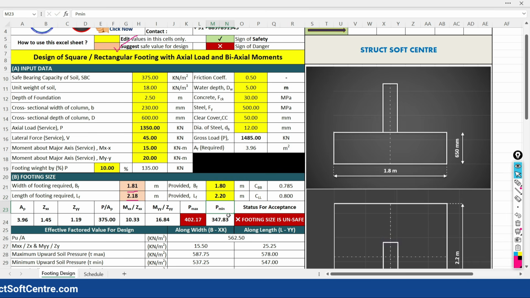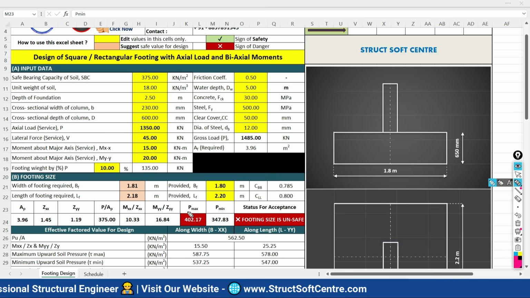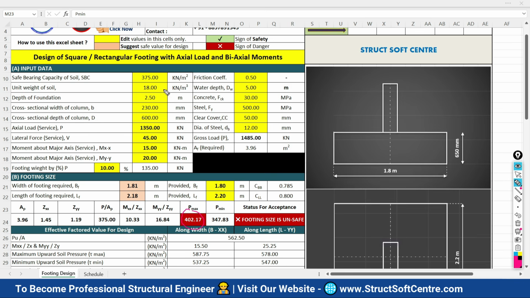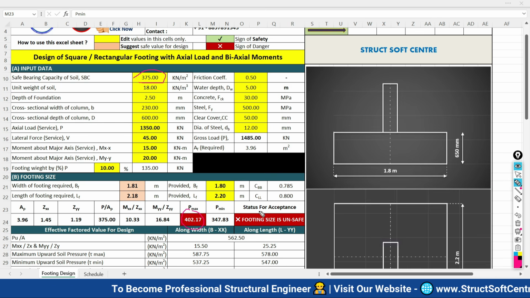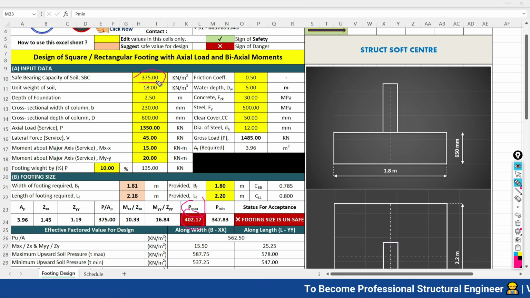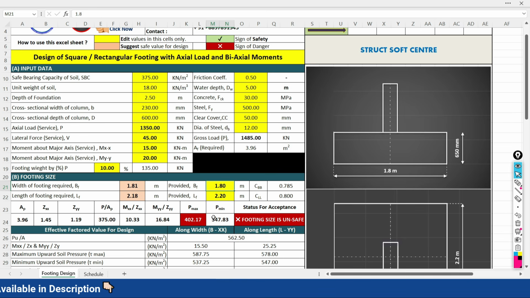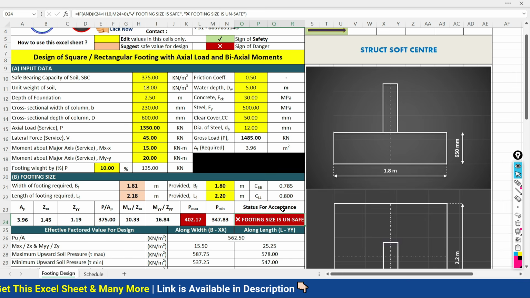2.2. So what is happening? It is intimating that your size is inaccurate, which is not safe, because the maximum pressure is exceeding the limit of the SBC of the soil. Actually the case is this: the maximum pressure should not be more than the SBC of the soil, and your minimum pressure should not be less than zero value. So it is safe, and this is unsafe. So what do I need to do? I need to increase the size of the footing. Footing size is unsafe. Here you are getting the status for the acceptance.